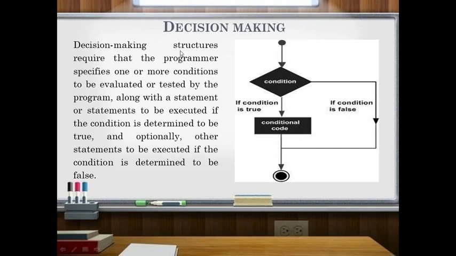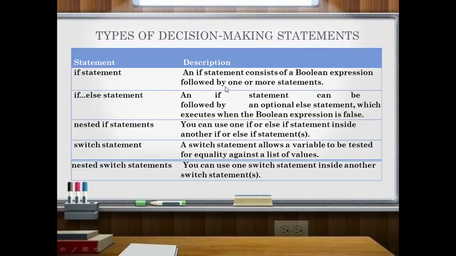The decision making structure requires that the grammar specifies one or more conditions to be evaluated or tested by the program, along with a statement or statements to be executed if the condition is determined to be true, and optionally other statements to be executed if the condition is determined to be false. That is what we have as decision making and the if statement.